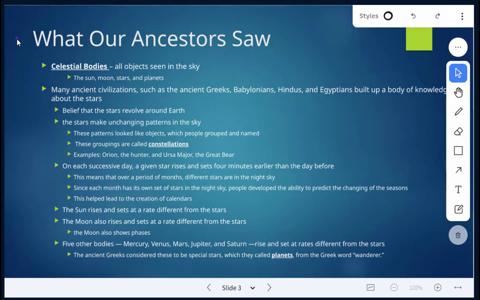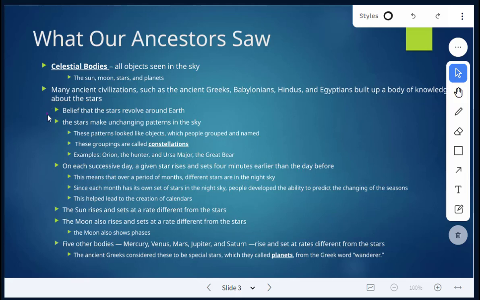So what were our ancestors seeing? So first of all, celestial bodies. These are all objects that are seen in the sky. So they include the sun, the moon, the stars, the planets. They're all referred to as celestial bodies. And so many ancient civilizations, such as Greeks, Babylonians, Hindus, Egyptians, they built up a knowledge of the stars. There was the belief that the stars were revolving around Earth.